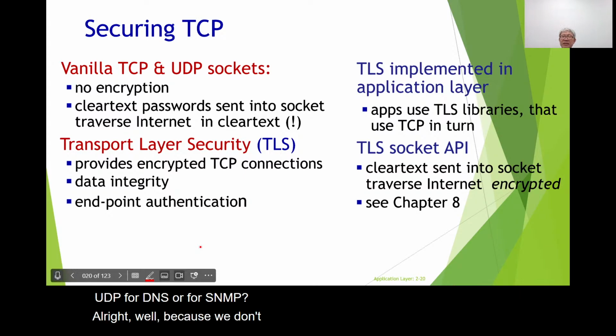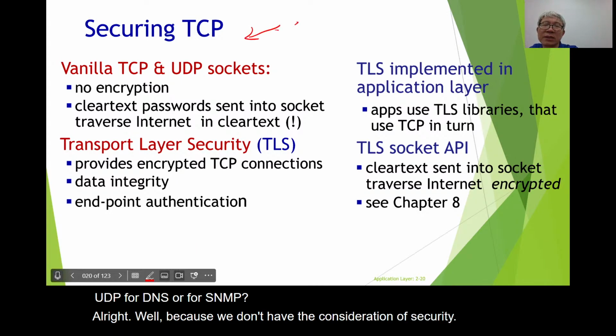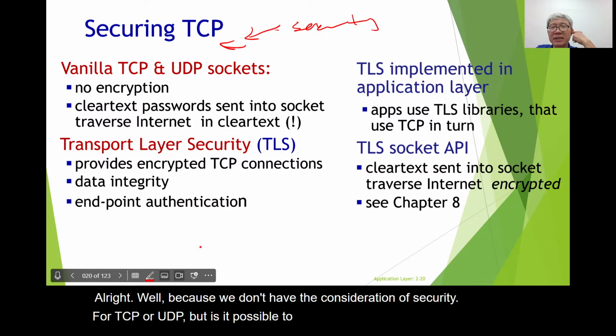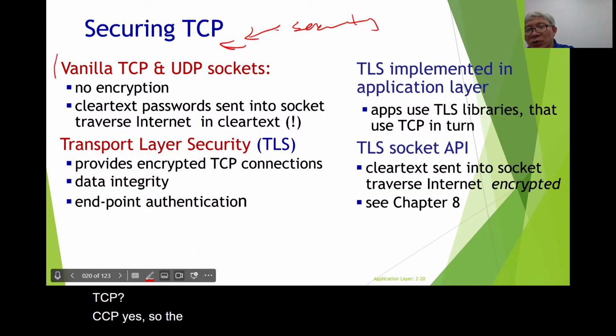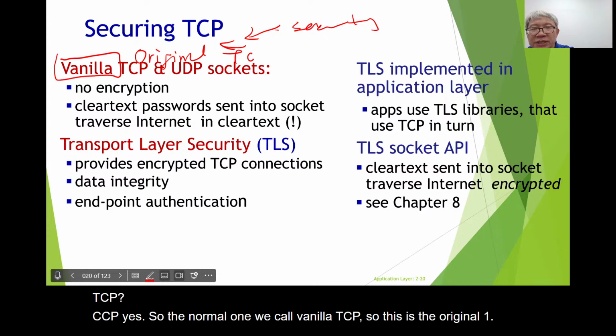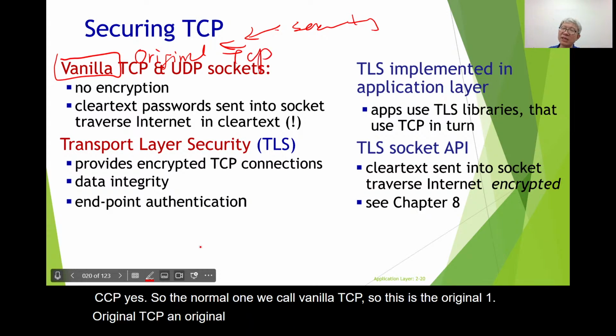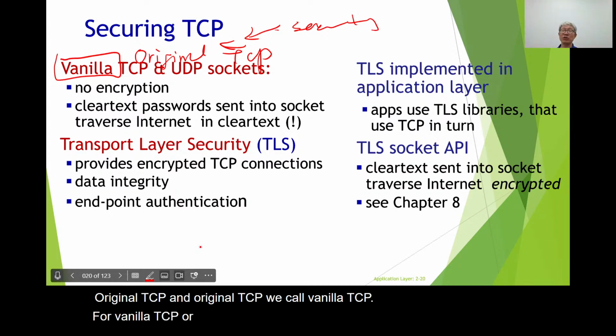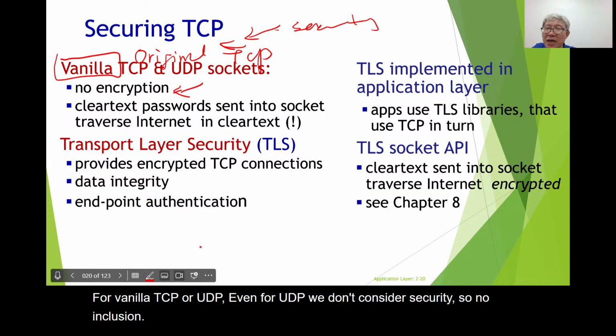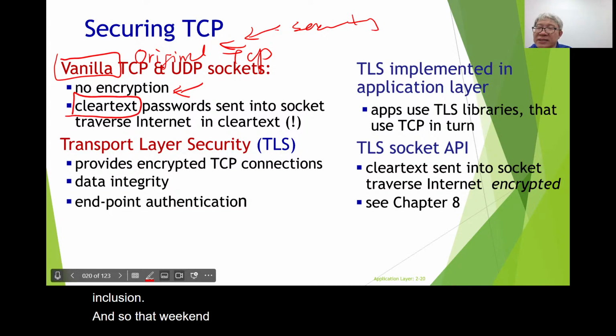All right. Well, because we don't have the consideration of security for TCP or UDP. But is it possible to have a security enhancement for TCP? Yes. The normal one we call vanilla TCP. So this is the original TCP, and we call it vanilla TCP. For vanilla TCP or UDP, we don't consider security. So no encryption.